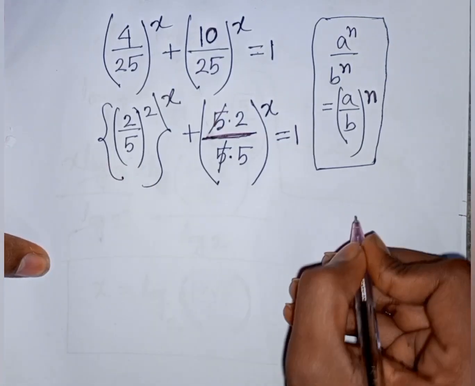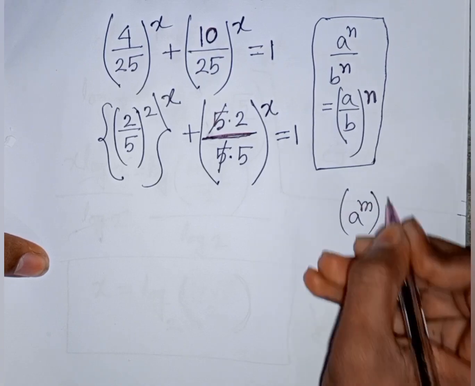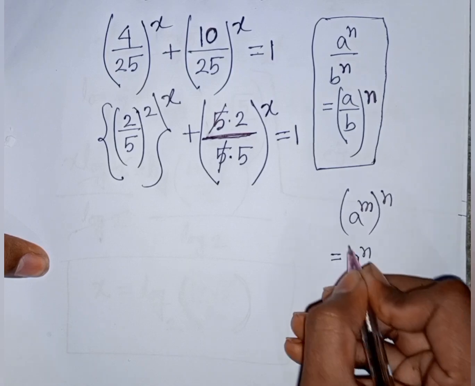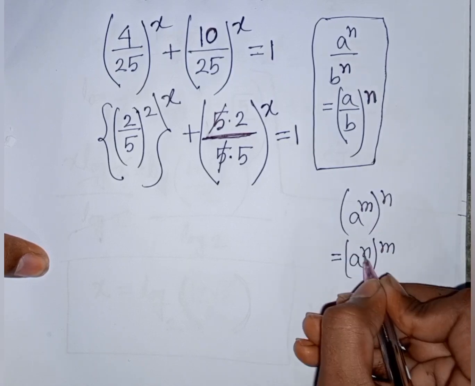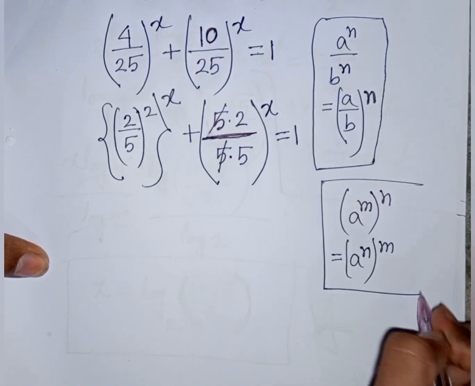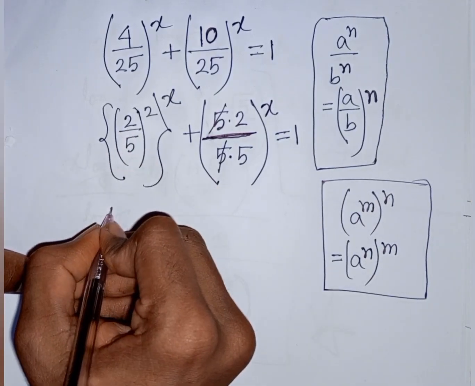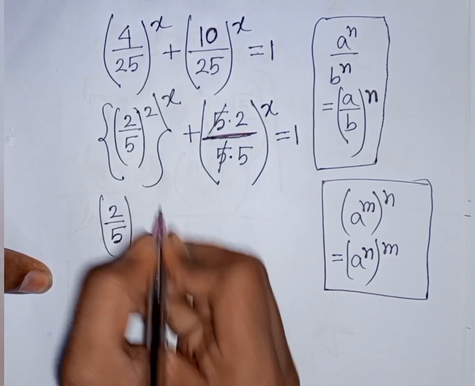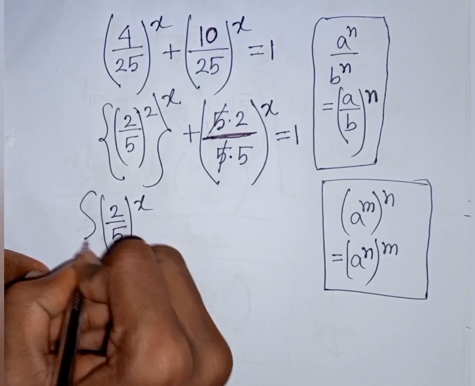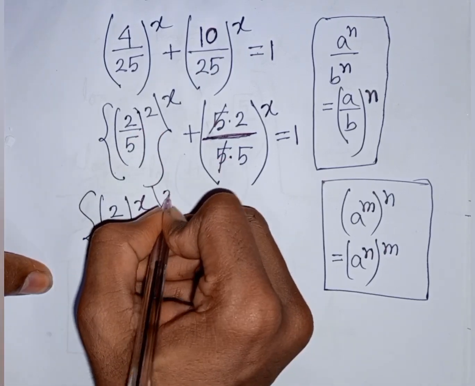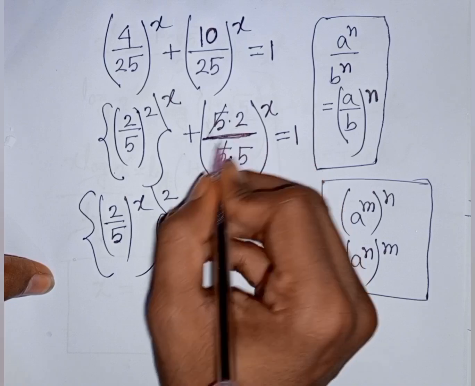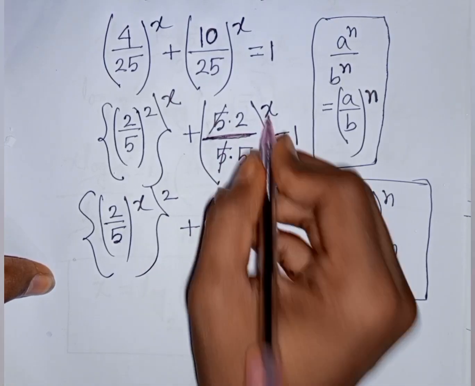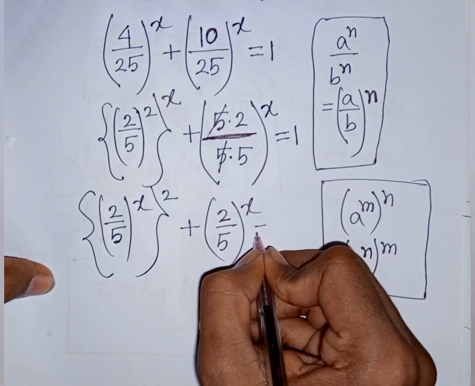Now here I can apply this exponential rule that a power m, bracket power n, is equal to a power n, bracket power m. So according to this rule I can write here 2 by 5 bracket power x, then second bracket power of 2, plus 2 over 5, then bracket power of x is equal to 1.